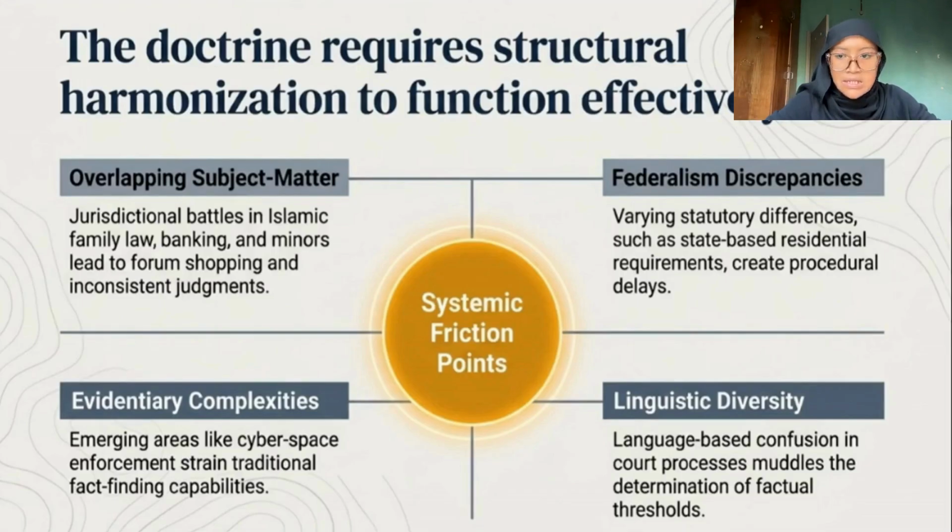Because of these complications, the doctrine requires structural harmonization to function effectively. There are several systematic friction points, which are overlapping subject matter, such as Islamic family law, banking, and issues involving minors that can lead to jurisdictional disputes and inconsistent judgments. The second point is federal discrepancies, including differences between state laws, which may cause procedural delays. There are also evidentiary complexities, especially in emerging areas like cyberspace enforcement, as well as linguistic diversity, which may affect how factual thresholds are determined. So, better coordination between these different parts of the legal system is really necessary.